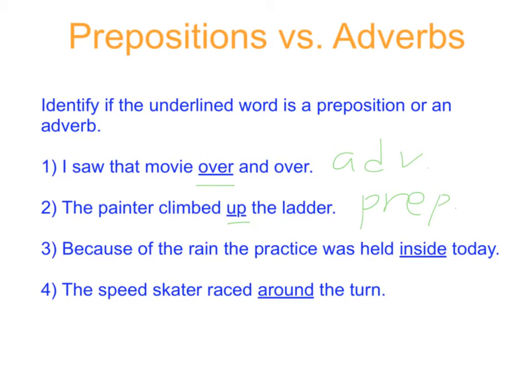Number 3. Because of the rain, the practice was held inside today. If you said that inside was an adverb, you are correct. Number 4. The speed skater raced around the turn. If you said around was a preposition, you are correct.